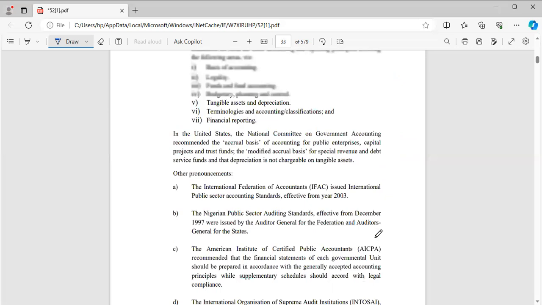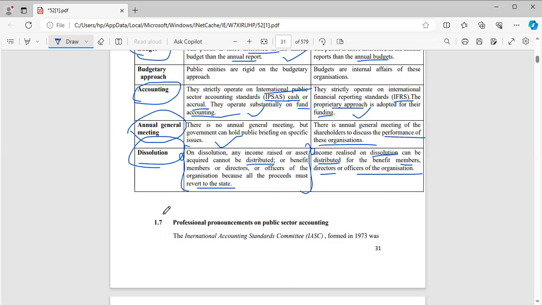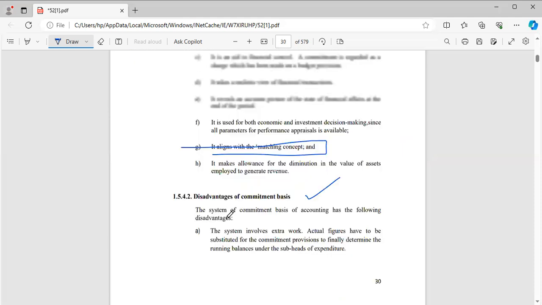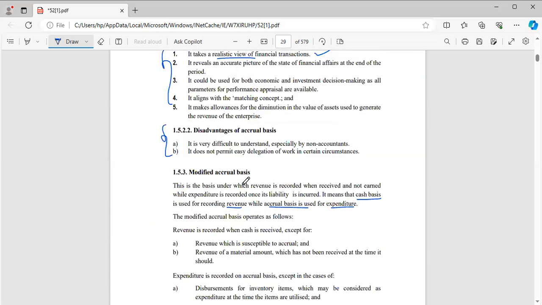All right? I think that's where I'm going to be stopping tonight. So my assignment is this. You're going to read for me from 1.7. First of all, you're going to go through those advantages and disadvantages that I did not touch in depth under this basis of accounting. Go through all what we have done.